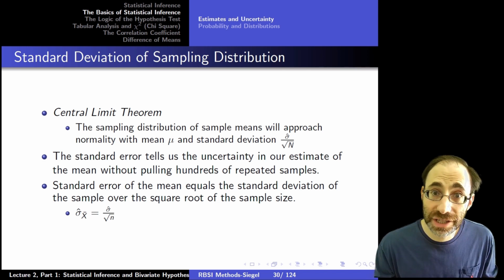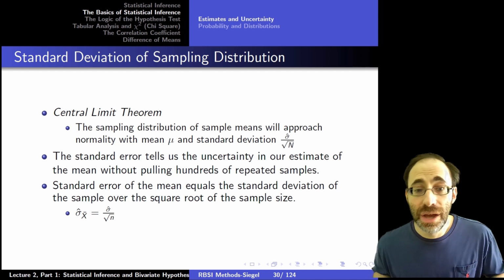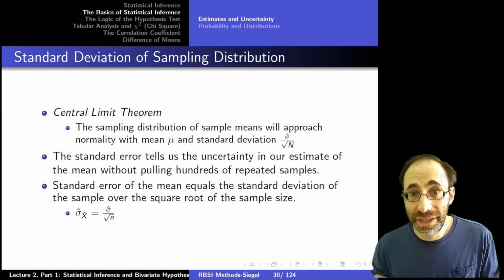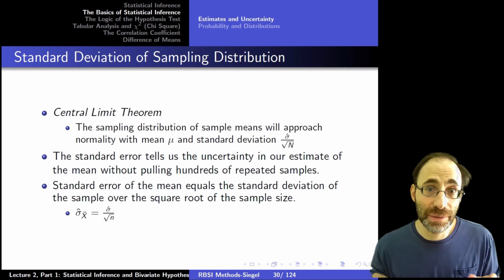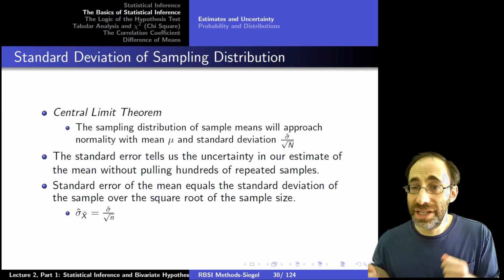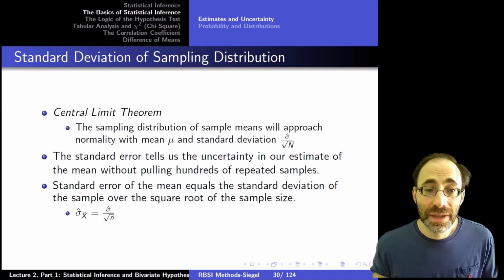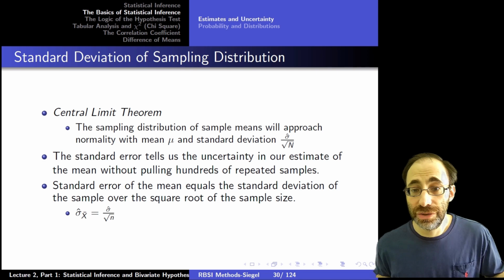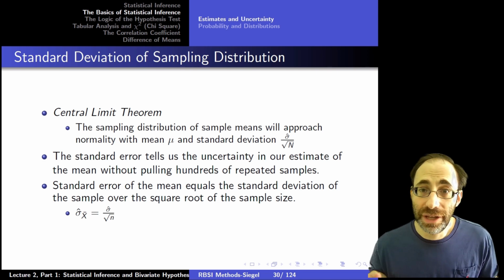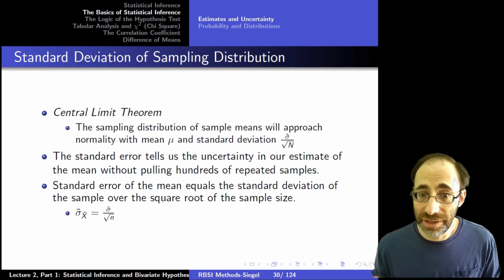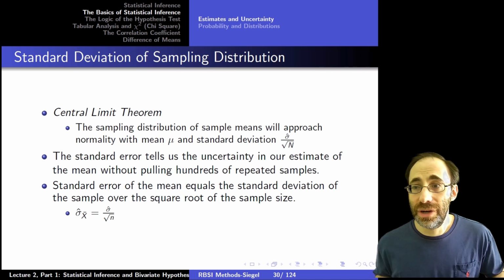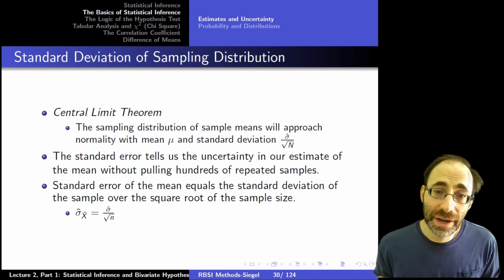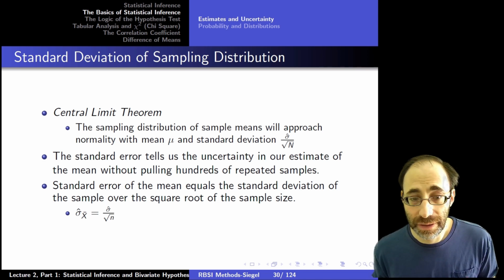The standard error tells us the uncertainty in our estimates of the mean without our having to pull hundreds of repeated samples. And that's the key here. That's the really important part. Because we know statistically from the central limit theorem that the sampling distribution will have a mean equal to the true mean and a particular set standard deviation, we don't have to pull 1,000 samples to draw out the whole sampling distribution. We can just pull one and assign an error to it.